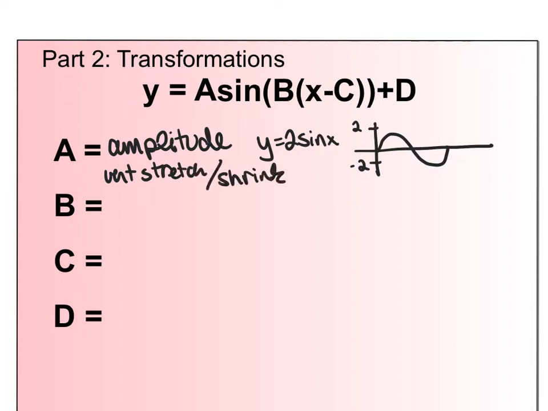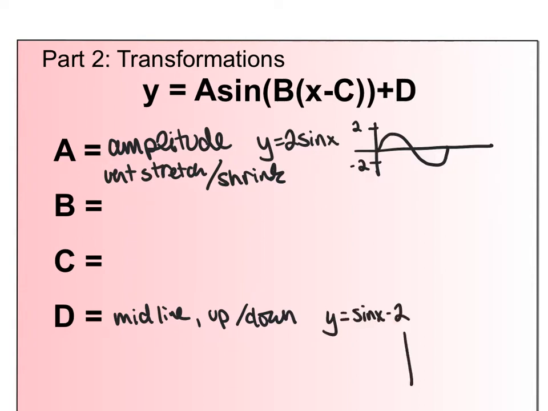Okay, I'm going to go all the way down to D. D is your midline, and it is a transformation that goes up or down. And it's usually the first thing I graph. So if we had to graph y equals sine x minus 2, I graph a midline and then graph sine. It's a sine function, it's just down 2 with a period of 2 pi.